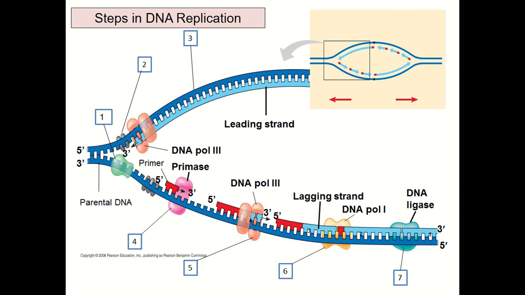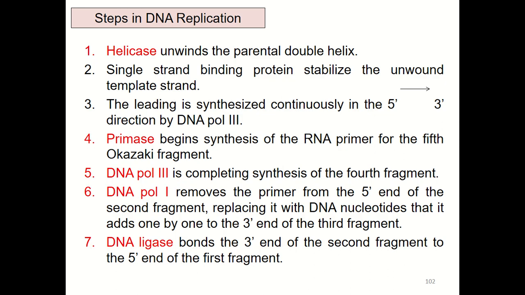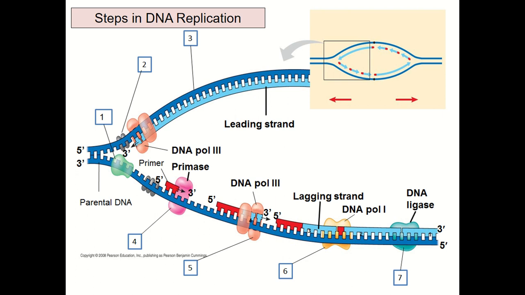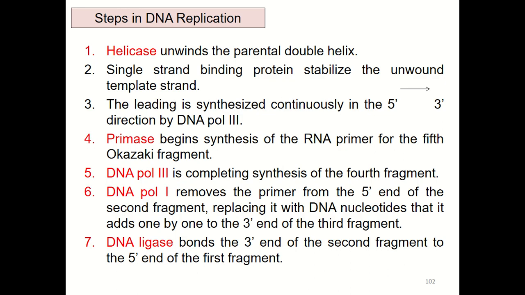So these are the steps of the Okazaki fragment. You have to remember them later. So these are the simple steps in DNA replication. First, helicase unwinds the parental double helix, then single strand binding protein stabilizes the unwound template strand. Then the leading strand is synthesized continuously in the 5' to 3' direction, toward the replication fork, by DNA polymerase III. Then primase will begin to synthesize the RNA primer for the fifth Okazaki fragment. Next, DNA polymerase III is completing the synthesis of the fourth fragment.